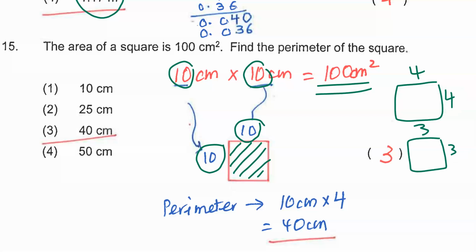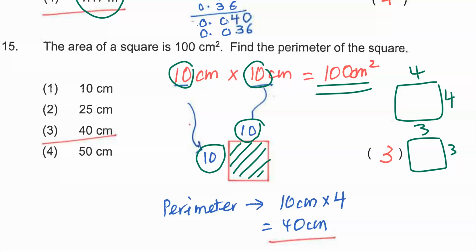In your times table, identical digits times together straight away give you the area of the square. The same sides times together. So in this case, what two same sides give you 100 centimeters square?